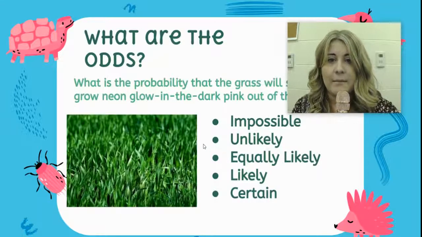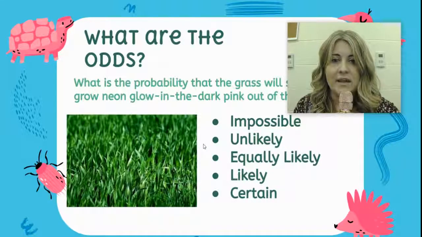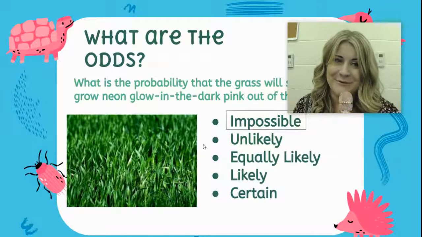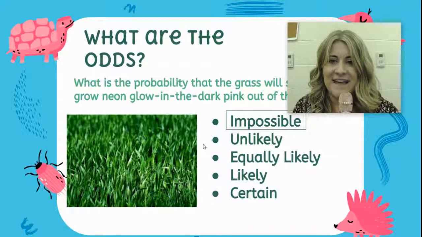All right, what is the probability that the grass will start to grow neon glow-in-the-dark pink out of the ground? What do you think? Impossible, for sure. It's impossible. It's not going to happen.